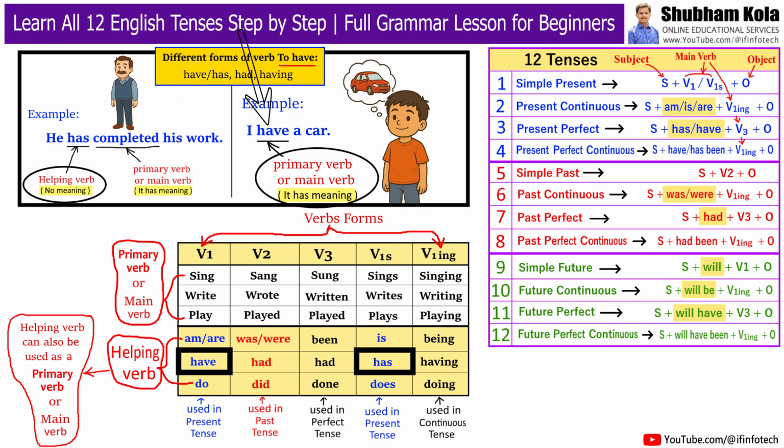But now see this sentence. I have a car. Now here have is the main verb. It means I possess a car. So here have is not helping any verb. It is the verb.